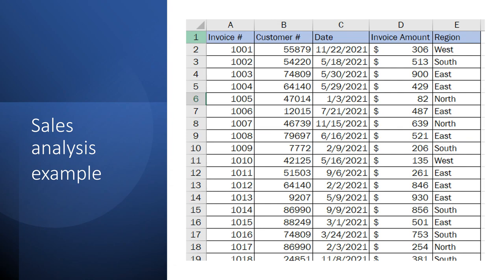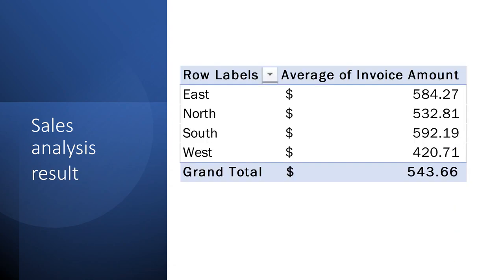and ultimately turn this, plus a lot more data, into something that looks like this: a really simplistic report, 4 rows. Each of the sales regions are on the left, East through West, and then the average amount for each one, and then also the grand total. So you can see the average invoice across the entire organization for the year. It's a real quick way, just a few clicks of the button, to do this.